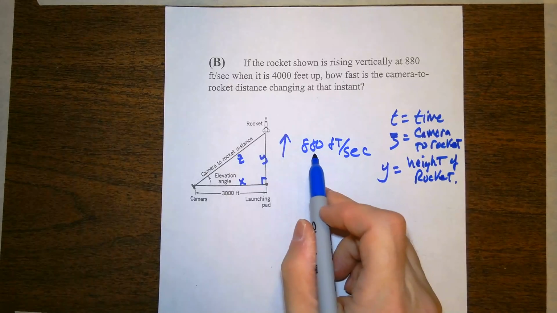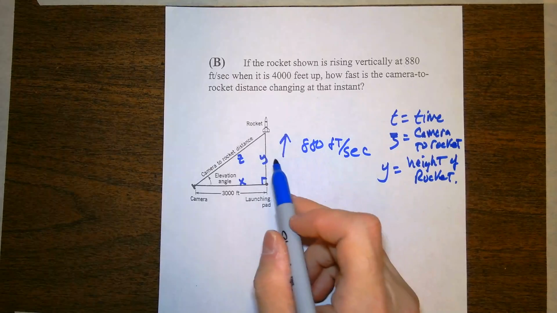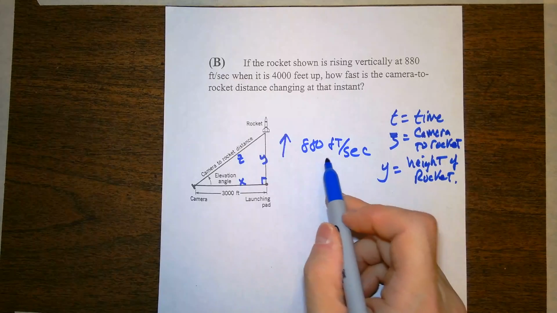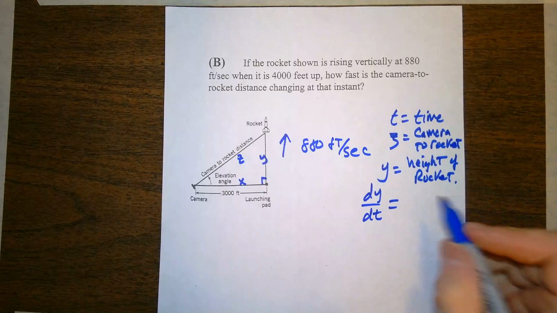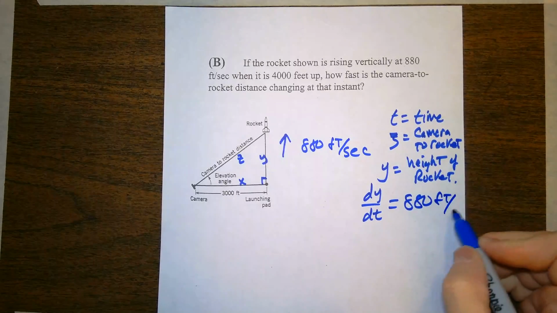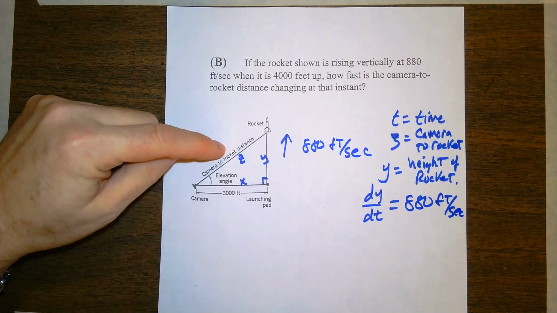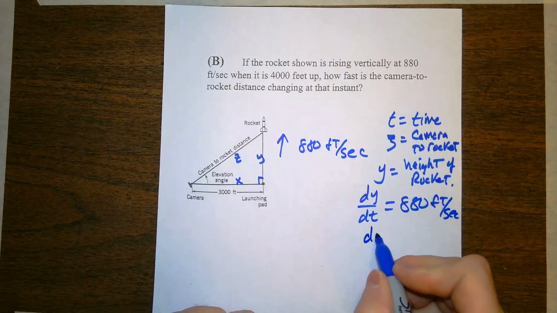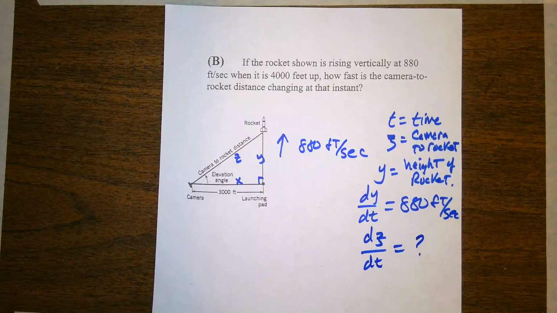What is this? 880 feet per second. It's a rate of change. Be more specific though. What rate of change? The rate of height of the rocket change. Be even more specific. If I'm calling that y, then this is really dy/dt, the change in the vertical height of the rocket over time. 880 feet per second. And then finally, what is it we are trying to find? We're trying to find the rate of change of this distance here. I call this distance z, so that's what I'm trying to find. dz/dt equals, I don't know, that's the thing we're trying to find.